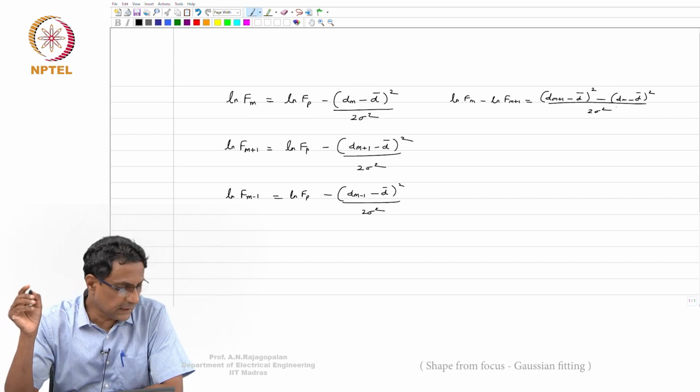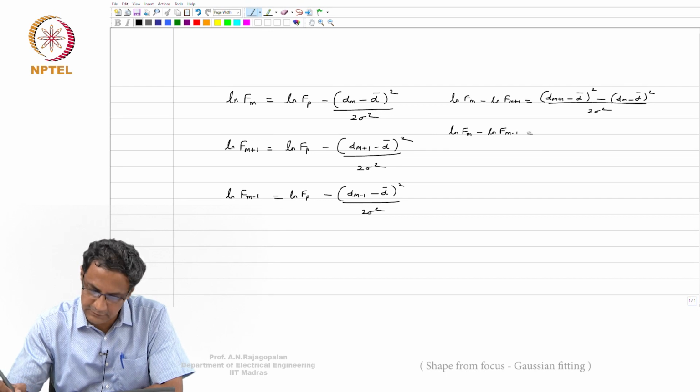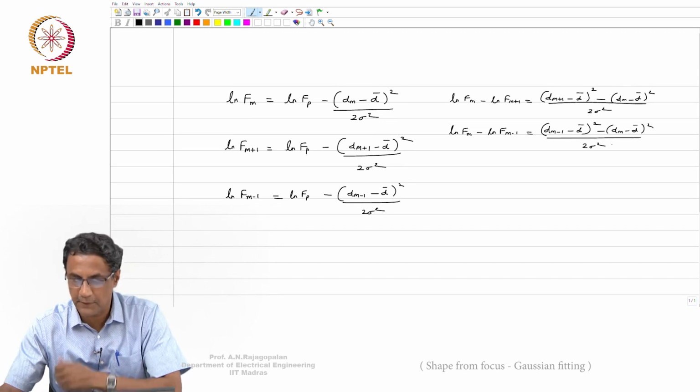Right, and let's also do ln fm minus ln fm minus 1. That will give you dm minus 1 minus d bar the whole square minus dm minus d bar the whole square by 2 sigma square.